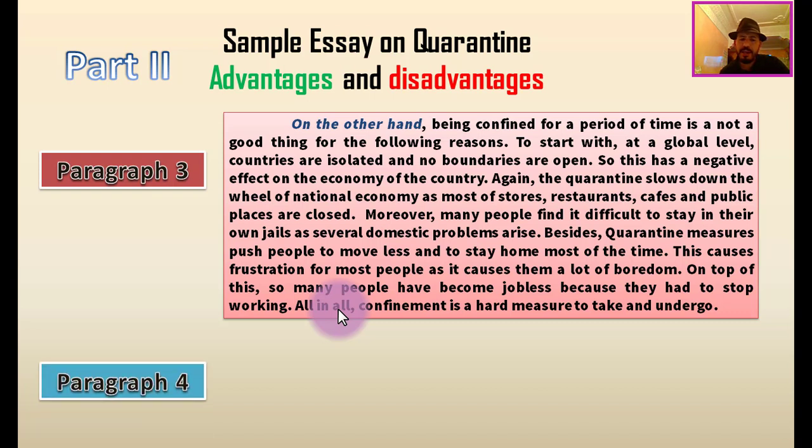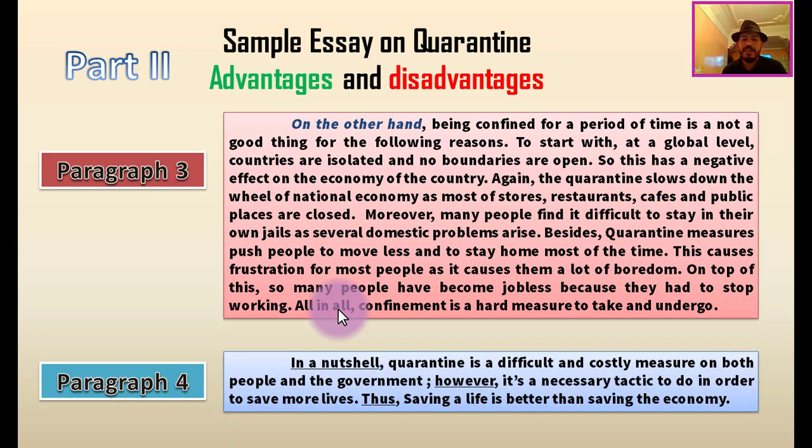And the last paragraph is about the conclusion. Remember what I have said about the conclusion? You just summarize the whole points, and you can mention one of the most important points you have discussed in your essay. Simply you wrap up the whole thing. So "in a nutshell" is an expression we use. It means in conclusion.